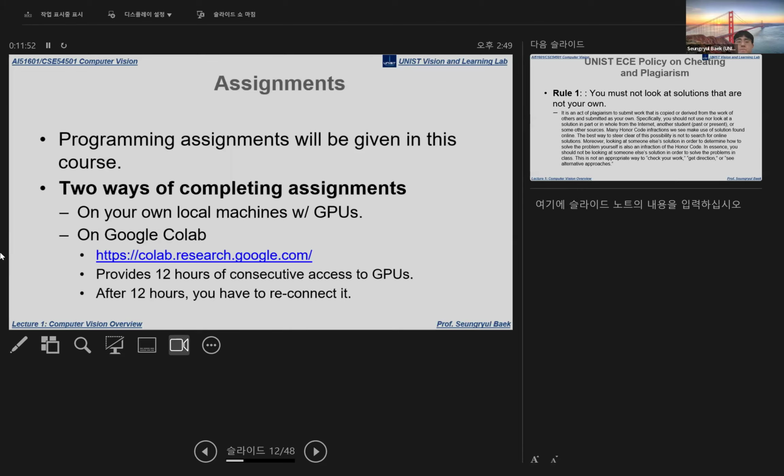If you don't have any GPU resources, then you have to seriously reconsider taking this course, because the programming assignment will be designed assuming you have at least one 3090 or 4090 level GPU in your local machine. So do you have a sufficient amount of GPUs in your local machine? If not, please raise your hand. Okay, so we are actually assuming that.